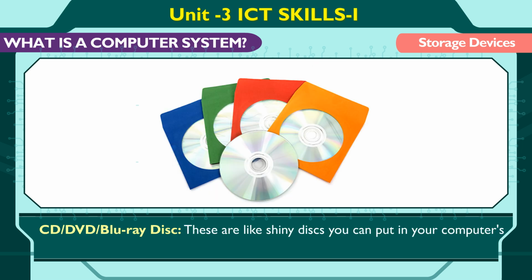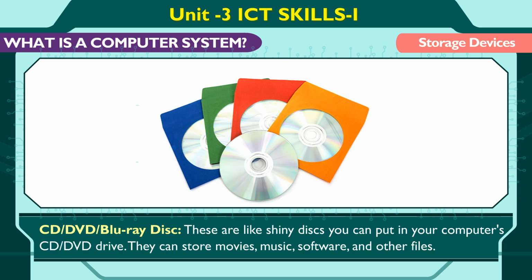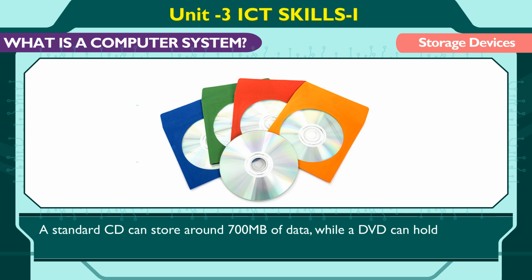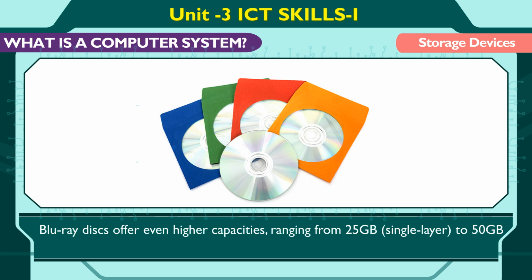CD, DVD, Blu-ray disc. These are like shiny discs you can put in your computer's CD or DVD drive. They can store movies, music, software, and other files. You can watch movies, listen to music, or install programs from them. The storage capacity of optical discs varies depending on the type. A standard CD can store around 700 MB of data, while a DVD can hold approximately 4.7 GB to 9 GB dual layer. Blu-ray discs offer even higher capacities ranging from 25 GB single layer to 50 GB dual layer.